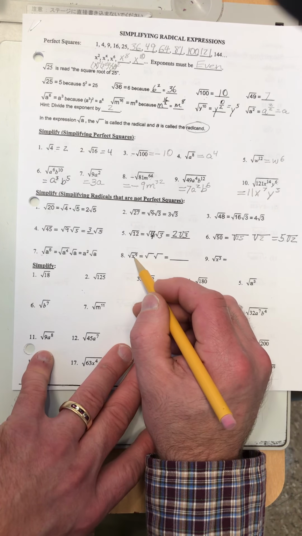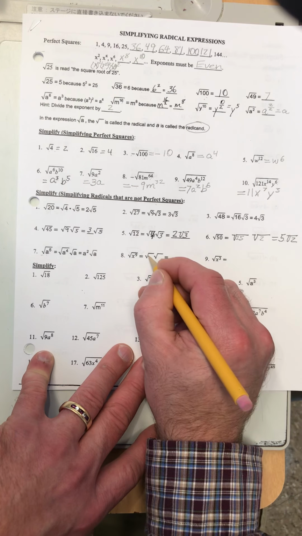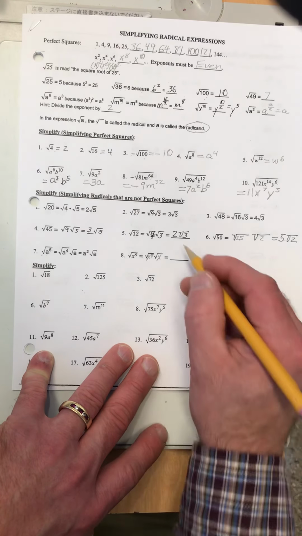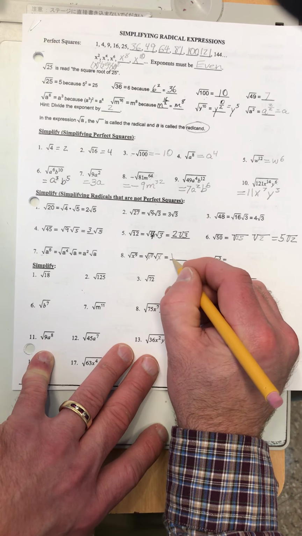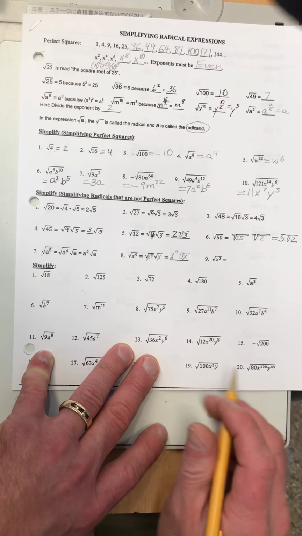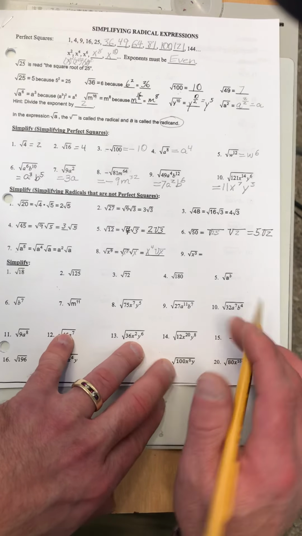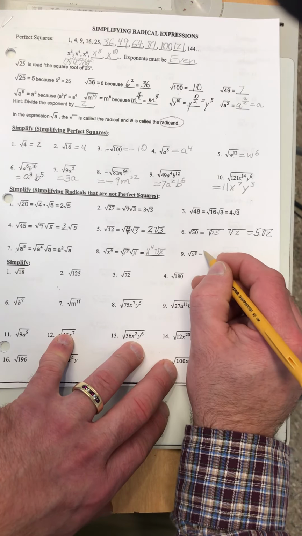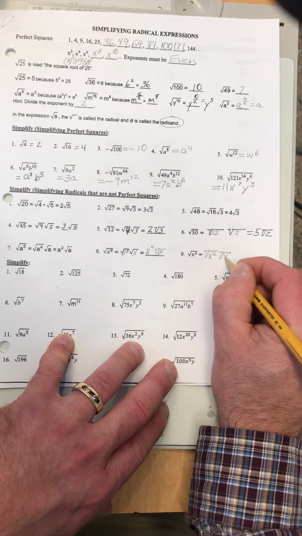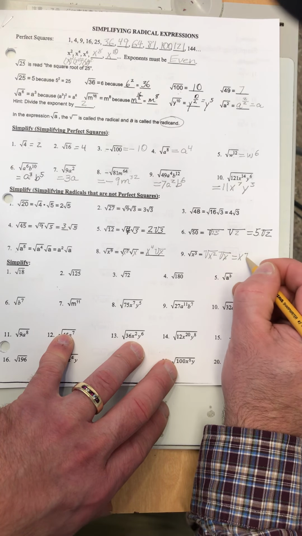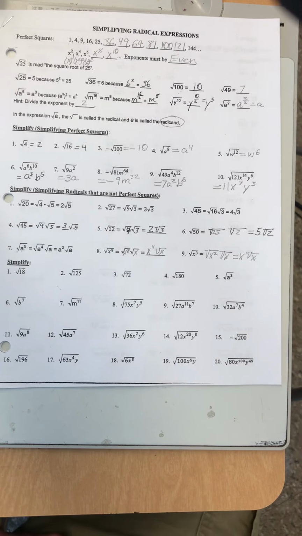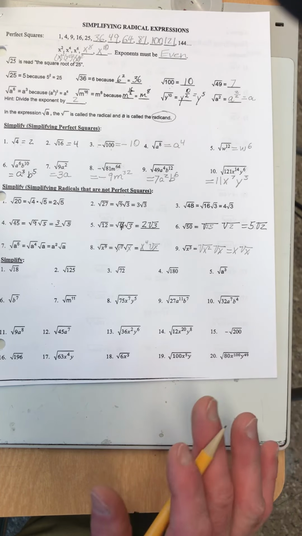Okay, so for x to the 9th, 1 from 9 is 8, so this is going to be square root of x to the 8th times the square root of x. Half of 8 is 4, so this would be x to the 4th times the square root of x. And then on number 9, I've got the square root of x to the 3rd. Take 1 away from that, that's x squared times the square root of x, which would be x square root of x. All right, now, that gets you through these sums.